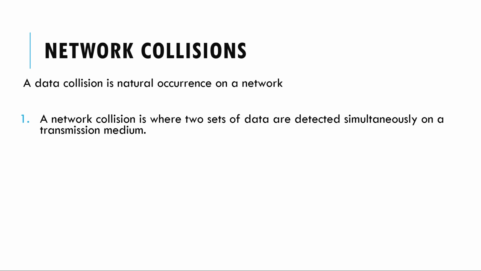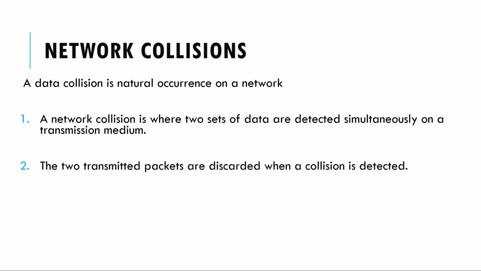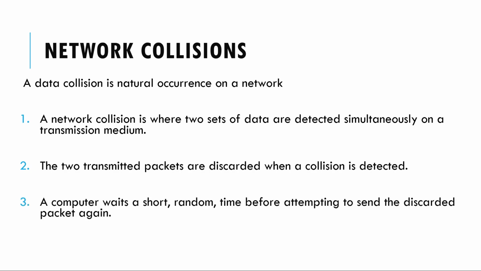Now, the two transmitted packets that we've got are discarded when a collision is detected. And what we do is we wait a short and random amount of time before attempting to send the discarded packet again. So why do we wait a short random amount of time? Well, if we wait the same amount of time, they're going to collide again. So we wait random times, which means they get sent at different times, therefore improving the chances of it getting through.